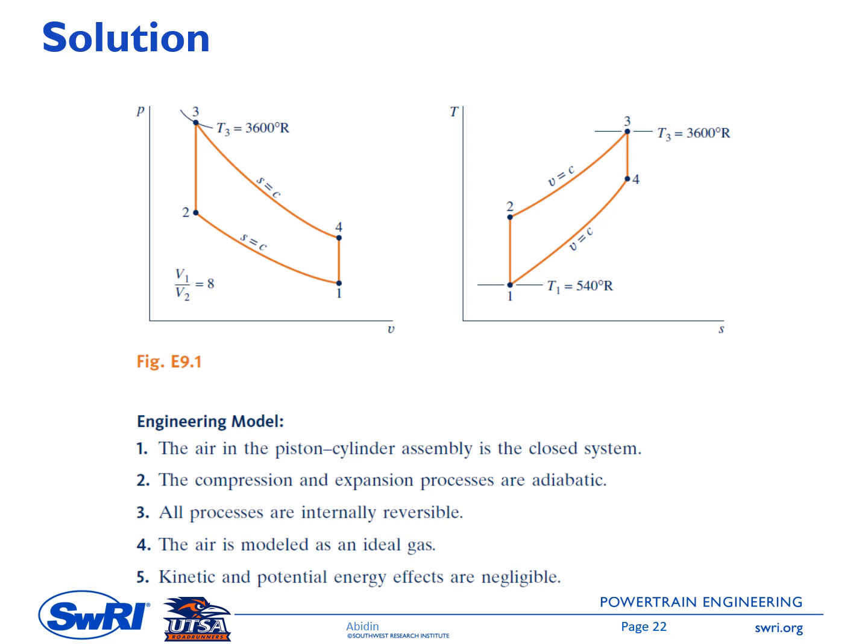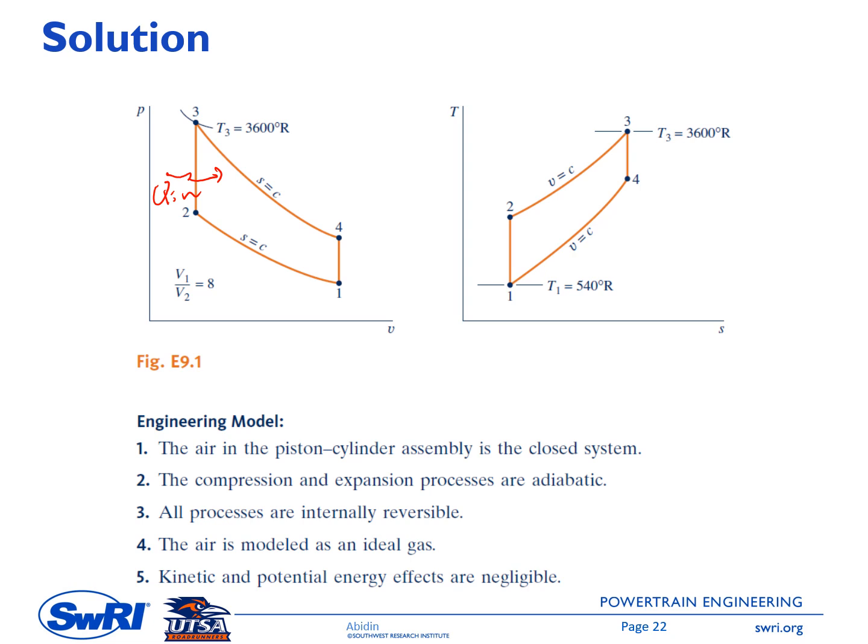Okay, this is the PV and TS diagram. Point 1 is at the beginning of the combustion process, and point 2 is at the end of the combustion process. The heat addition occurs between point 2 and point 3, so this is at constant volume. So we have a Q in here. And then at point 3, the temperature is given there, 3600 degree Rankine.